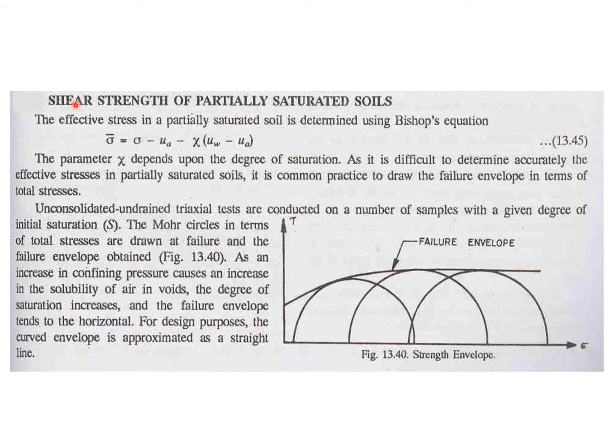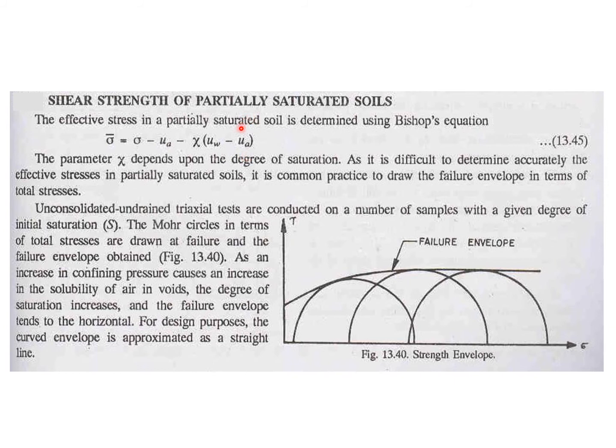Okay, this topic, that is the shear strength of partially saturated soil, is also very important. The effective stress in a partially saturated soil is determined using Bishop's equation: sigma bar or sigma dash is equal to sigma minus u sub a minus psi into u sub w minus u sub a.